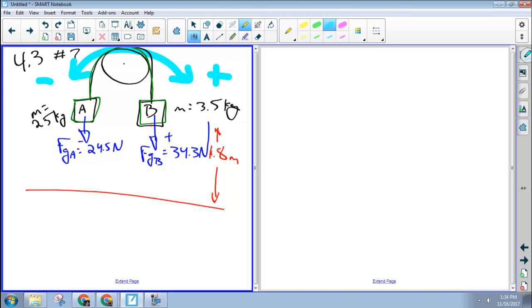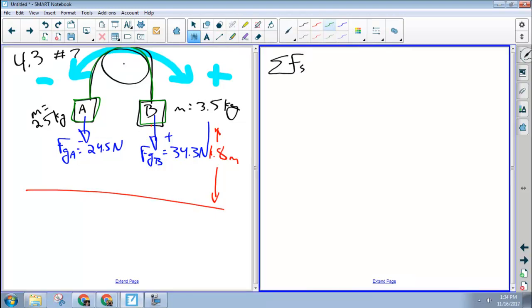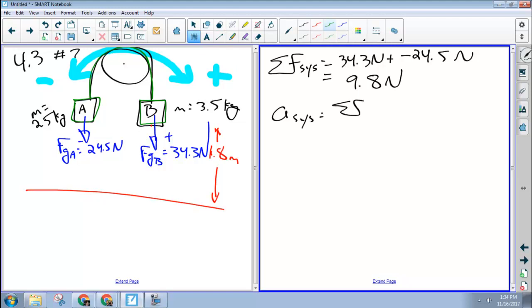Nuh-uh. So, here we go. Let's find the net force on the system. It's going to be 34.3 newtons plus negative 24.5 newtons, and it gives you 9.8 newtons. So that's the net force on my system, 9.8 newtons. Good? So now I can find the acceleration of the system by taking the net force on the system and dividing it by the mass of the system.